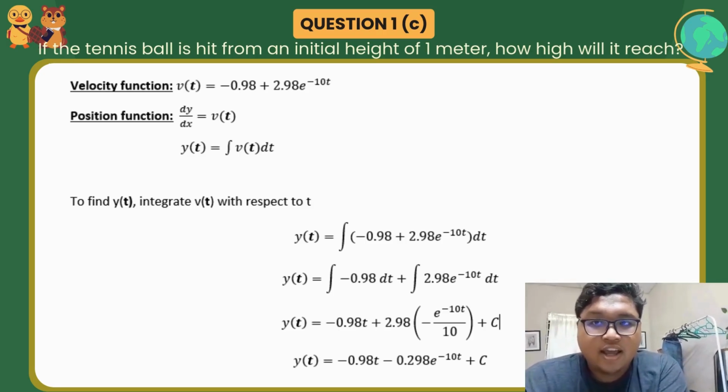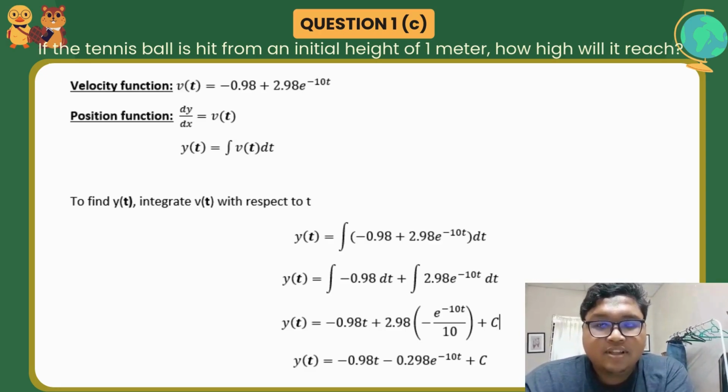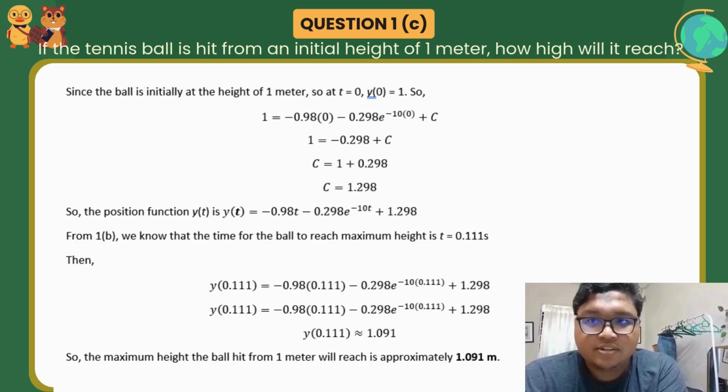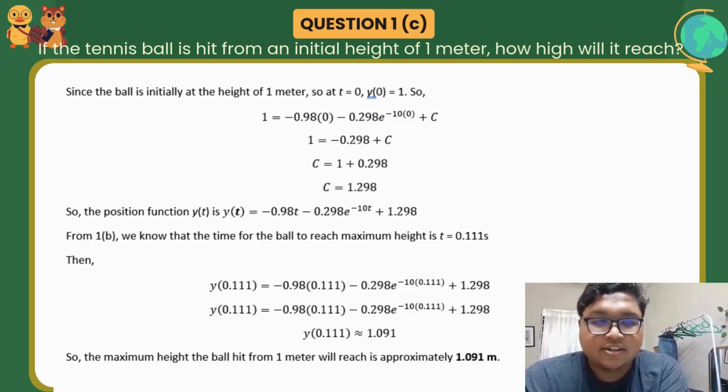Since we want to find the maximum height of the ball, that means we want to find the y of the ball, vertically. That is why we integrate our velocity function. To find y(t), we integrate the velocity v(t) with respect to t. We continue our calculation by integrating the velocity function, and then we get our initial position function, which has a c in it. So we need to solve for c. Since the ball is initially at a height of 1 meter, we know that the ball is at that height at time 0.